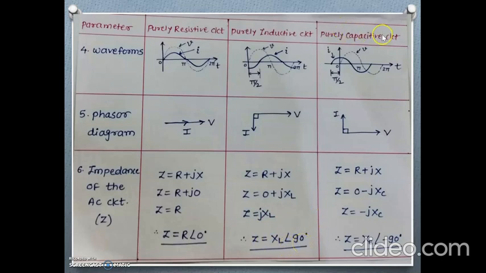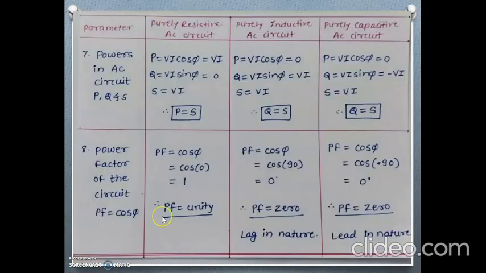In a purely capacitive circuit, R is absent but X is present, capacitive reactance is present, so Z is equal to 0 minus jXC, and Z is equal to minus jXC, which can be written in polar form as Z is equal to XC at an angle of minus 90 degrees. These are the impedances of these three basic circuits. Then powers in each circuit.